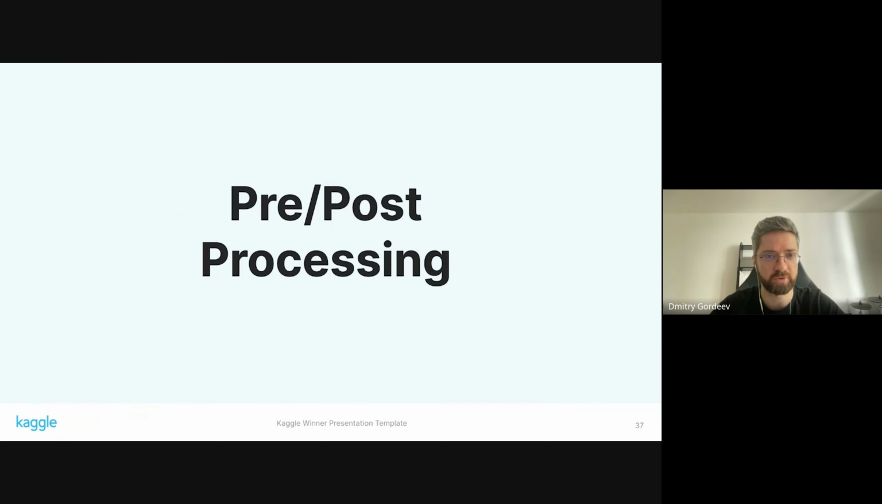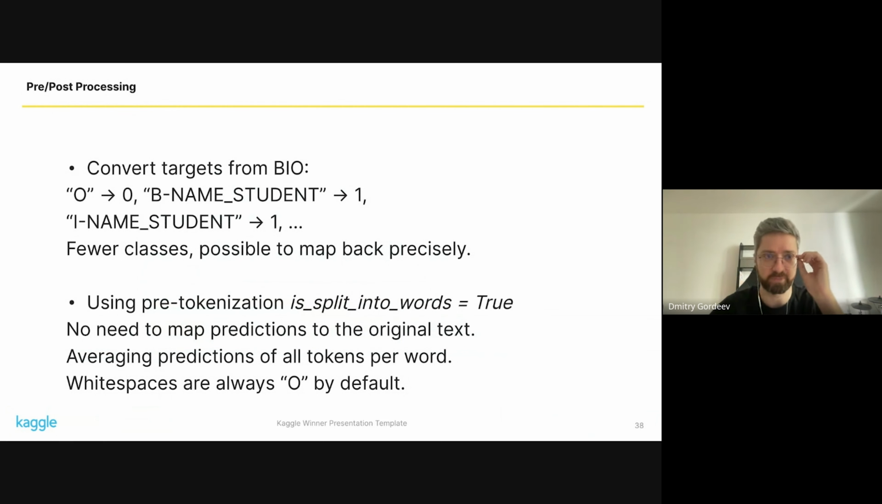Let's start with the pre-processings. I kind of mixed them because some of the pre-processing required post-processings and vice versa. First thing I did, and that actually was possible because of the way the data was structured. It was pre-split into words, but in an interesting way. That allowed me pretty much to convert the targets from BIO format to just a simple one-hot encoding sort of format. So all BIO tags could be just removed. So all the name student subclasses can be merged into a single class 1 and so forth.